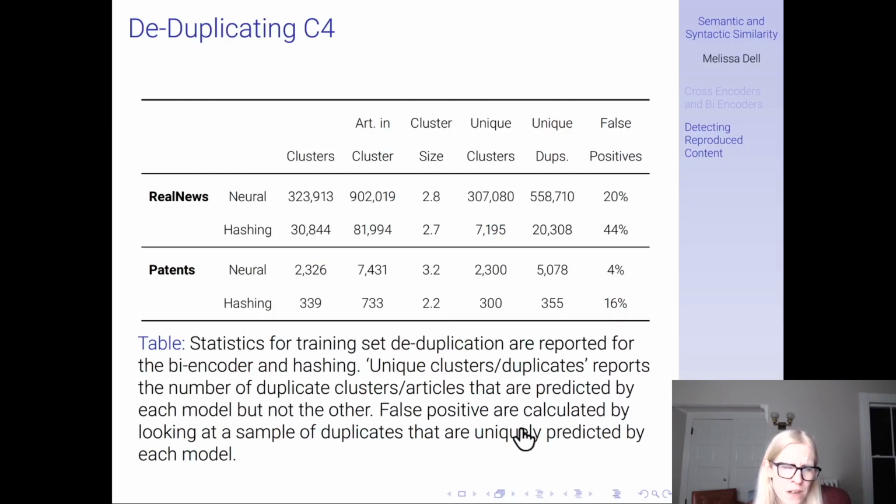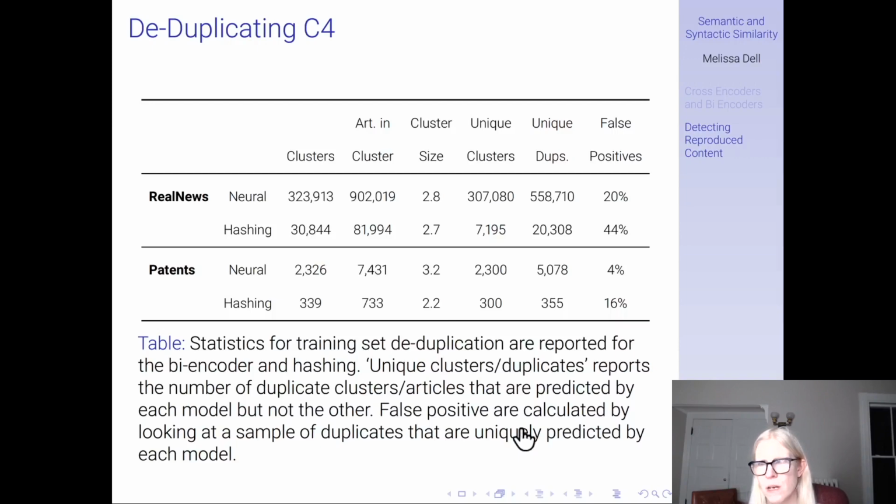All right, how many articles in the cluster? With our method, we get way more. Despite the fact that we're getting more duplicates, we did a random sample of the duplicates that were found by the neural net method, but not by hashing, and vice versa. And of the duplicates found by the neural method, but not by hashing, we found that 20% were false positives.